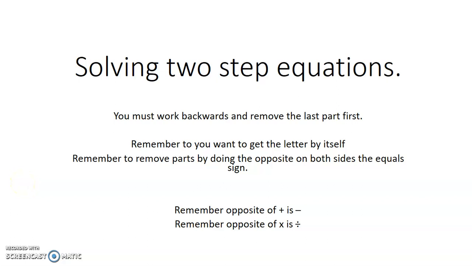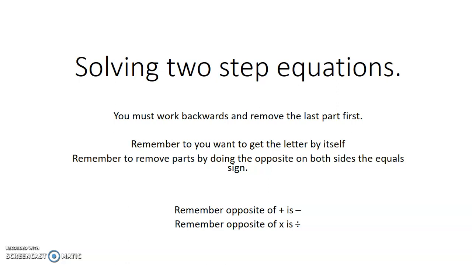Okay, so this is now just a quick thing on solving two-step equations. There's a couple of reminders just to make sure that these are in your notes. I'm hoping they're already there, but if not, make sure they are written down. That when you are solving equations, you must work backwards and remove the last part first. Also, remember what you want to do at the end is have the letter left by itself, with the numbers on the other side.